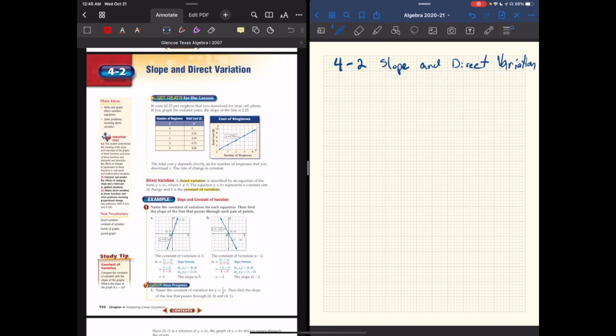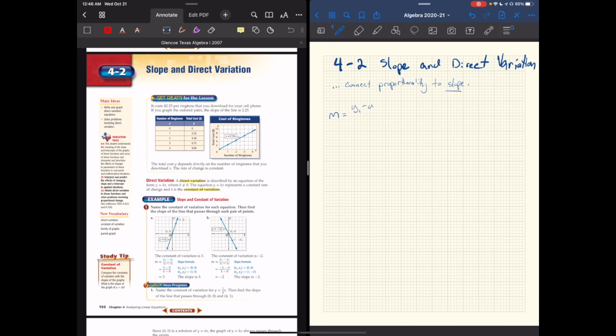Slope and direct variation. What's our objective today? The student will connect proportionality to slope. This quantity we said yesterday we can understand in several different ways. M is the symbol we usually use to represent slope.